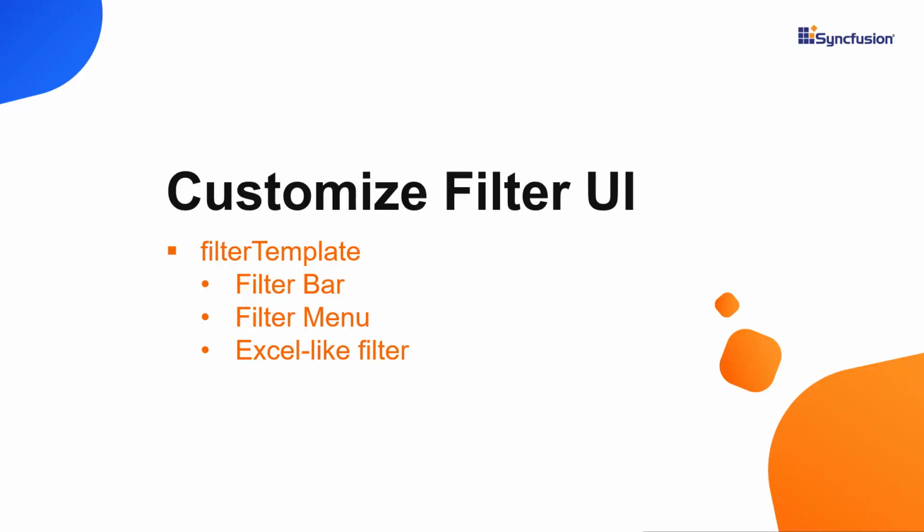Finally, let me summarize the main points. We have seen how to add a custom component in the filter UI using the filter template for a column in the default filter bar. Then we looked at how it works in the menu filter and Excel-like filter. You can download this featured sample from the link provided in the below description.